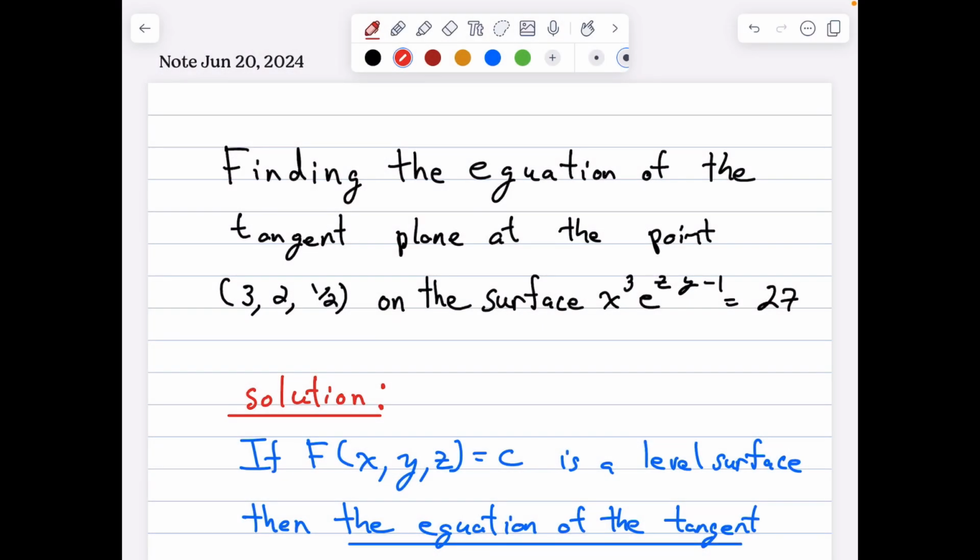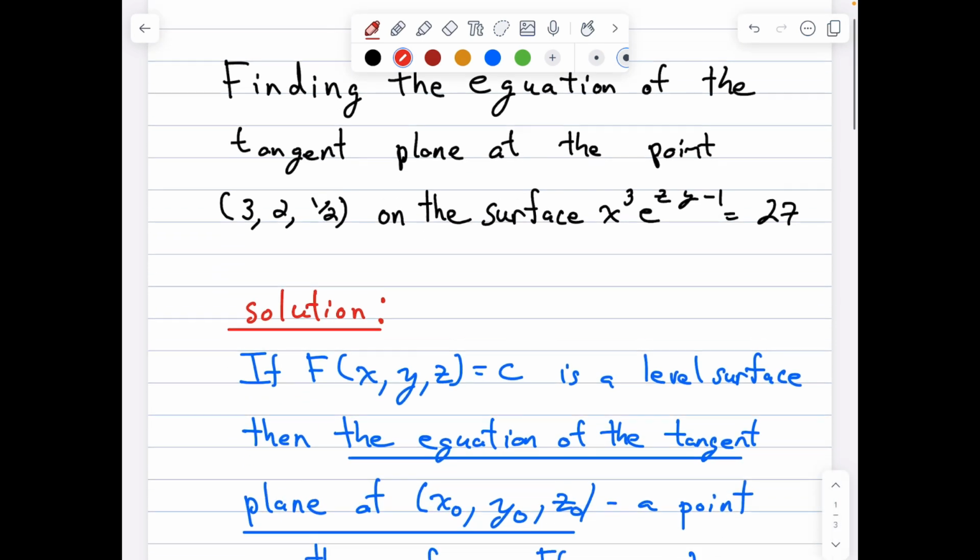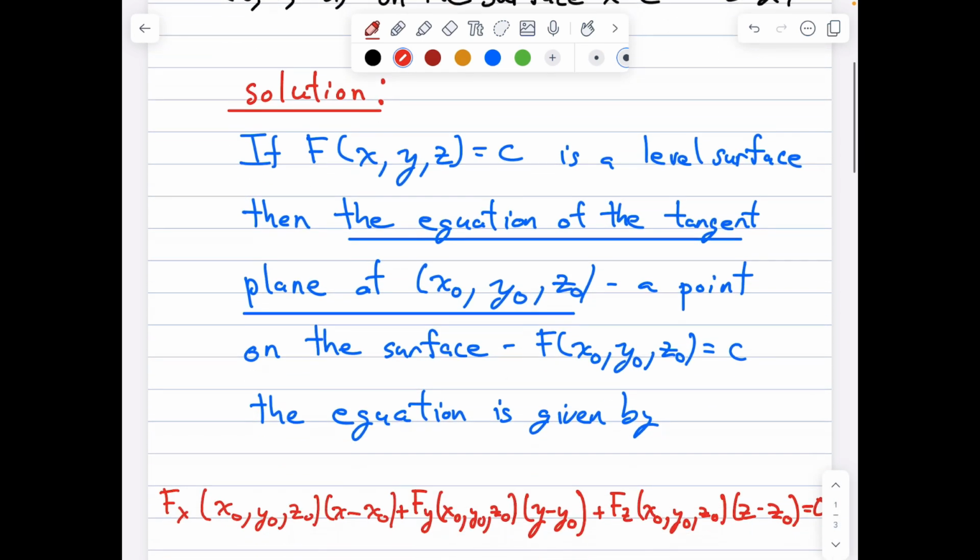All right, hello everyone. So today we have a multivariable calculus, Calc 3 question. We're finding the equation of the tangent plane at the point (3, 2, 1/2) on the surface x cubed e to the zy minus 1 equals 27. Okay, so to do this, we're going to follow the following.